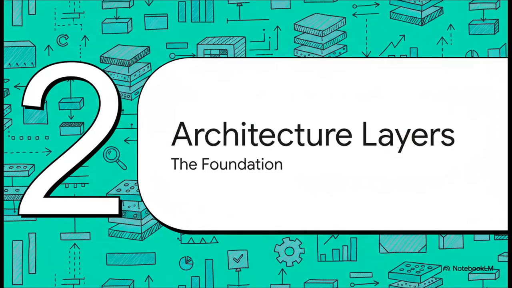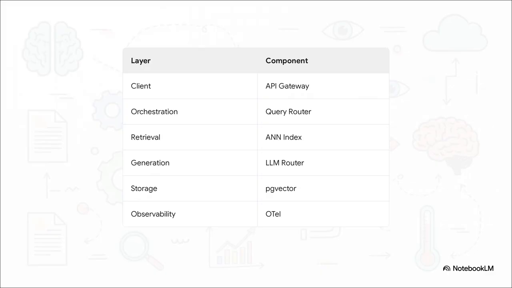Moving on to Section 2, the 6 architecture layers. This is our foundation. And this brilliantly illustrates the core of our solution. A production RAG stack isn't just some messy Python script calling an OpenAI API. It is 6 distinct, independent vertical layers. You've got the client layer handling your API gateway and auth, orchestration, which manages query routing and guardrails, then the retrieval layer holding your embeddings and ANN index, the generation layer routing to your actual LLMs, the storage layer, utilizing things like pgvector and Redis. And finally, and pay attention here, because this wraps around the whole shebang, the observability layer with OpenTelemetry and Prometheus.